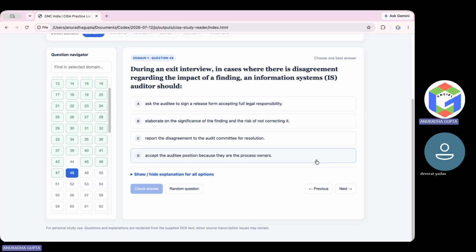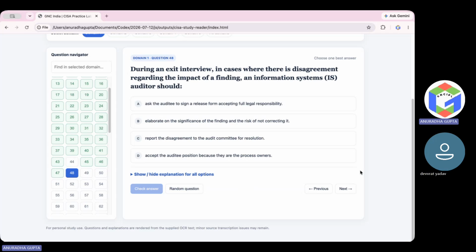B. Okay. So during an exit interview, in a case where there is a disagreement regarding the impact of the finding, an IS auditor should ask the auditee to sign a release form accepting full legal responsibility. That is not relevant at all, we can exclude this. Elaborate on the significance of the findings and the risk of not correcting it. Yes, that can be considered.